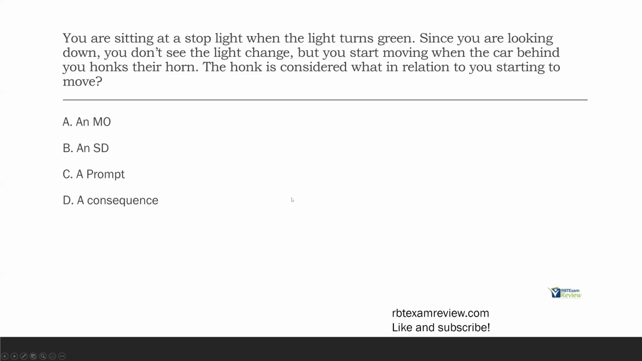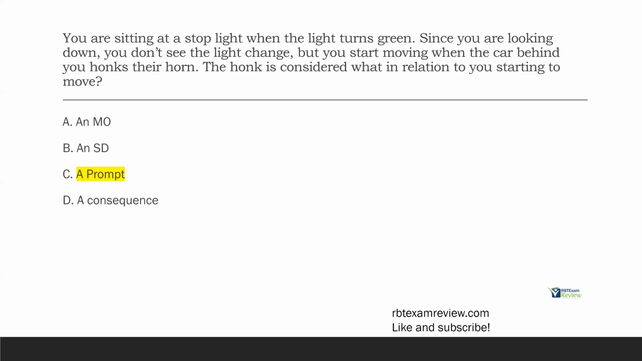In this case, however, the light turned green, which was the SD, and you didn't move, okay? Somebody honked behind you, which functioned as a temporary SD or a prompt. The honk is considered a prompt. It comes after the SD, before your response, and it gets you to engage in the behavior we want to see. Again, you have to be very careful with what the question is asking. The honk in relation to you starting to move. That matters, right?